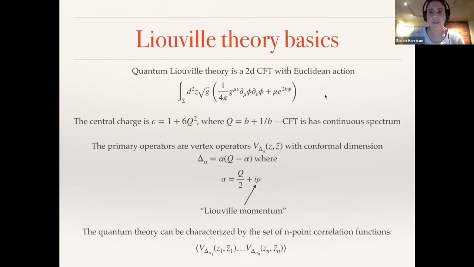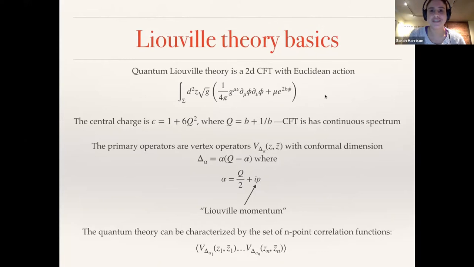So it's kind of interesting in comparison to other conformal field theories which we can solve to a high degree, such as the rational conformal field theories, which have discrete spectrum. Liouville theory is notable because we know so much about its correlation functions, but it's kind of the canonical example of an irrational CFT that we can study.